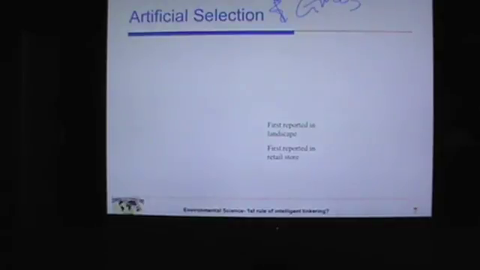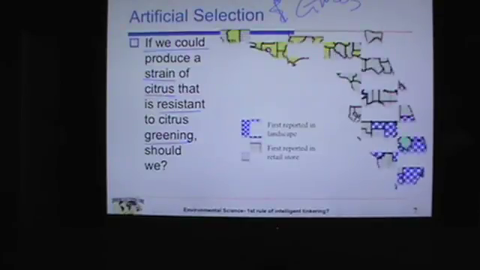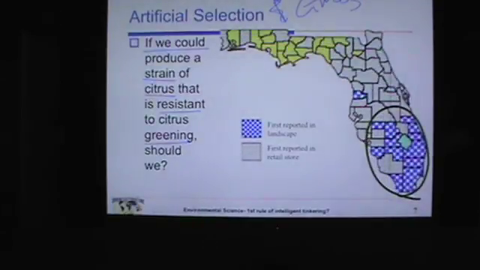So, artificial selection and GMOs. So, this is a question. If we could produce a strain of citrus that is resistant to citrus greening, well, should we? Well, what's greening? That's a good question. This is where greening has actually been found. It started out in South Florida. You can see where all the checkerboards are.